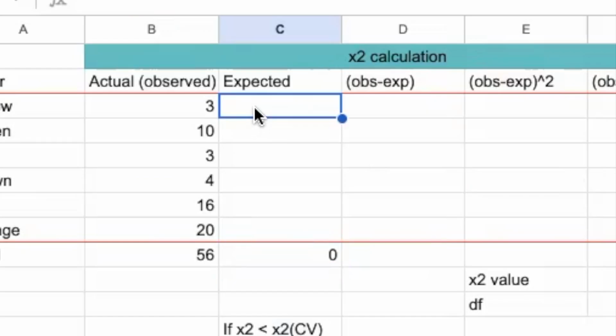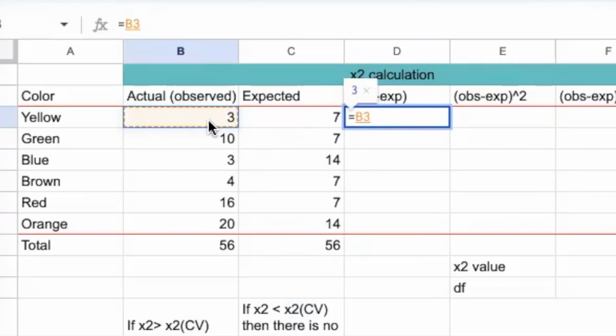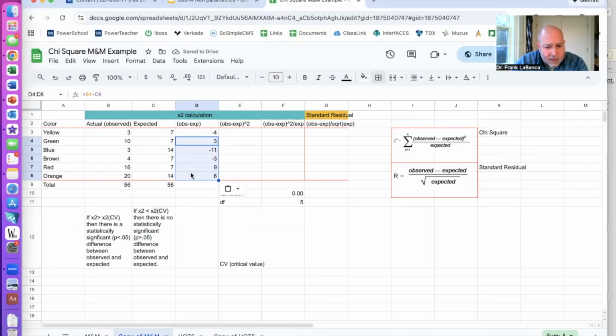So the expected, well, we did that on paper. We know that the orange and the blue are supposed to be 14, not 14%, 14, and then yellow and green and brown and red are 7. Okay, that makes it add up to 56. Great. So we know they have the same, where these are n's, not percentages. So we do observed minus expected. Great. I'm going to copy and paste that formula down. So we get all those values.